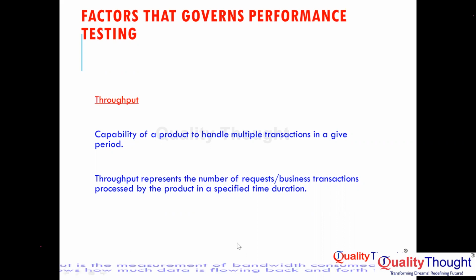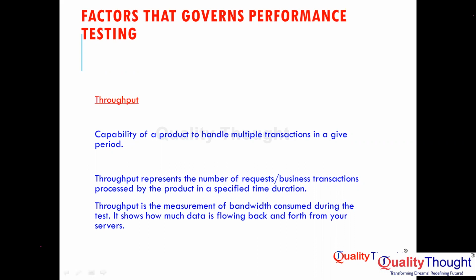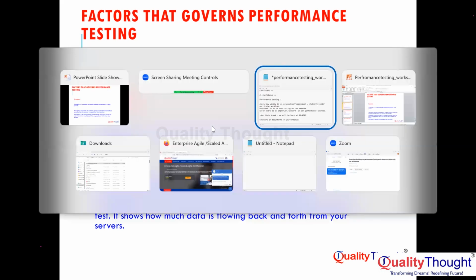The amount of data transferred between client and server. Throughput is the measurement of bandwidth. Bandwidth is nothing but the amount of data consumed during the test. How much data is consumed? It shows how much data is flowing back and forth from your server: how many requests we are sending, how many responses we are getting. That is what we call throughput. So one important performance counter is throughput.